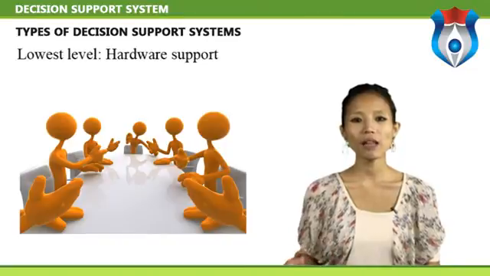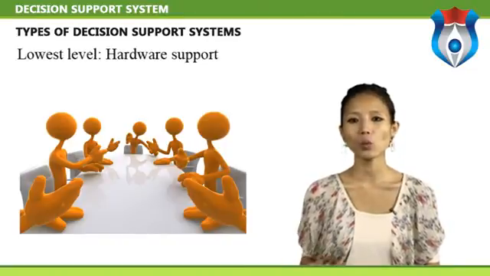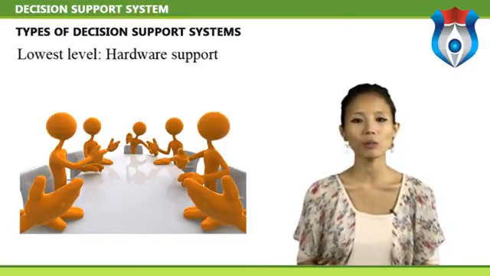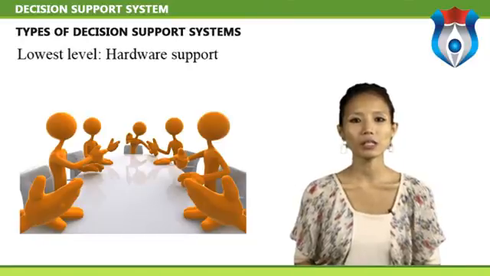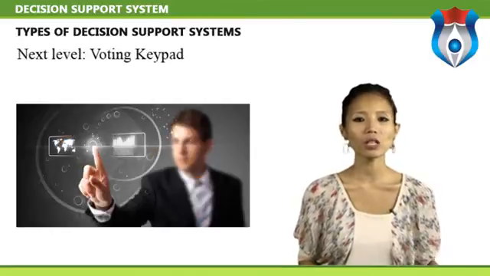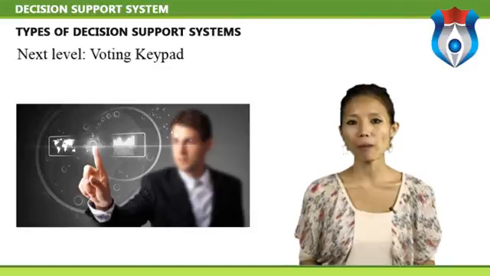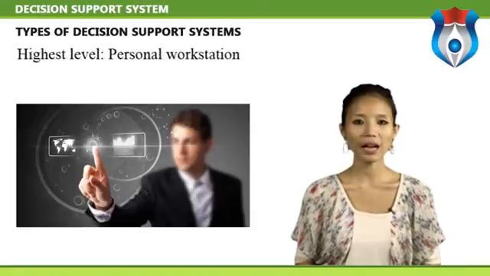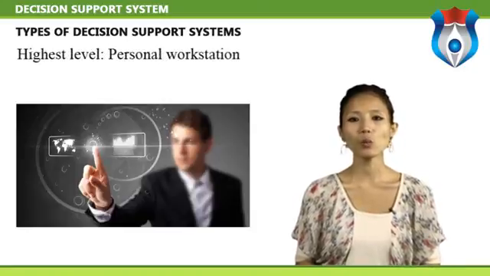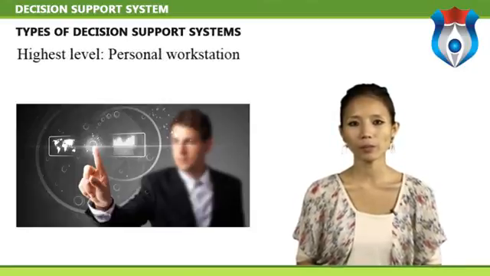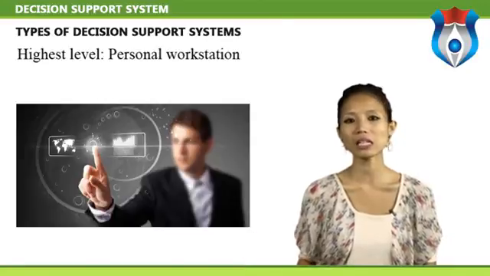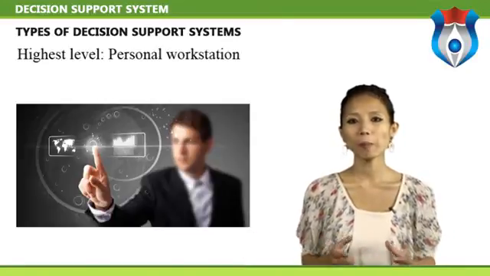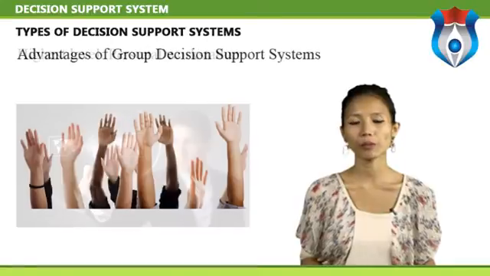At the lowest level, the hardware support is a single workstation, usually a PC used by the meeting leader or facilitator. The next level is a voting keypad for each group member combined with a workstation for the meeting leader or facilitator. The highest level of support is a personal workstation for each participant. Software features vary from simple data summarization tools to complex decision modeling tools.